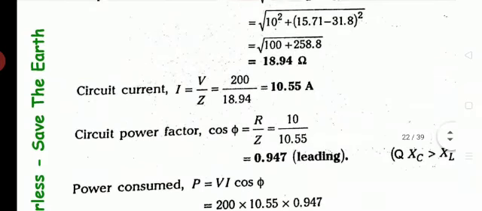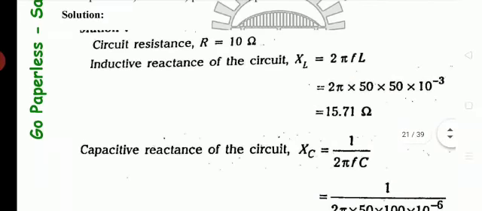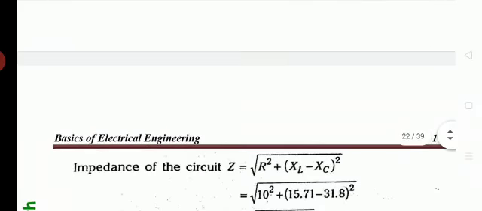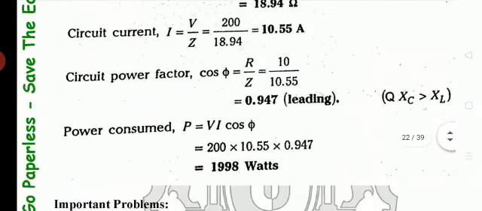Then the next part, what is asked, current is asked. Next is power. So the second part, to calculate current. Very simple, in an RLC circuit I is always given by V by Z, because when it comes to the RLC circuit, the impedance comes into the picture. In a pure inductive circuit we take V by XL. In a pure capacitive circuit V by XC.